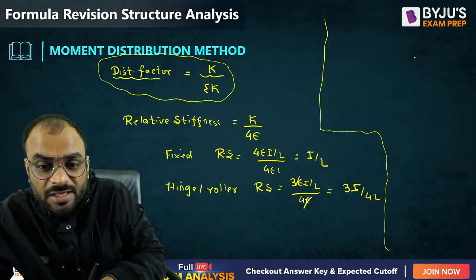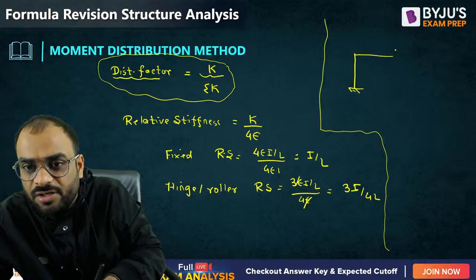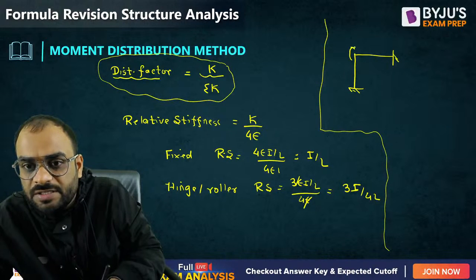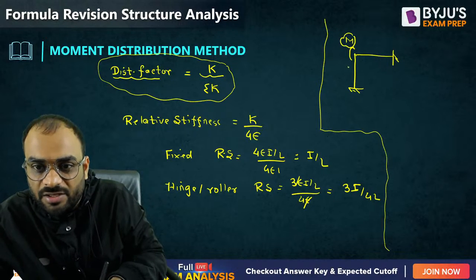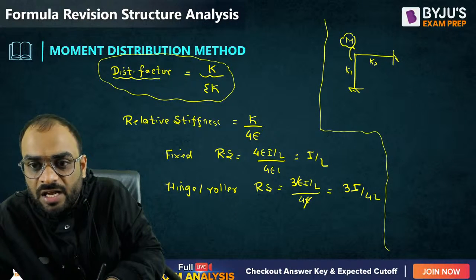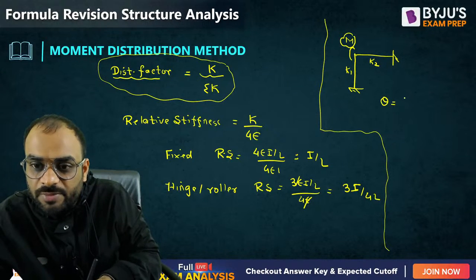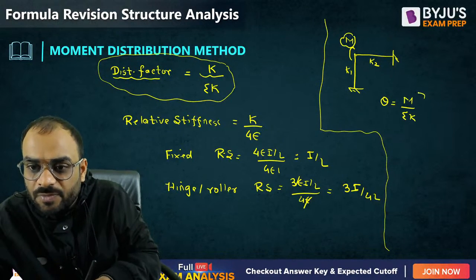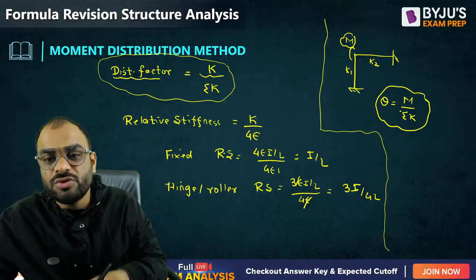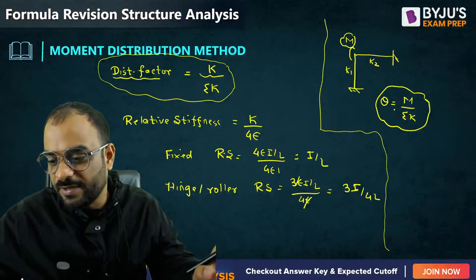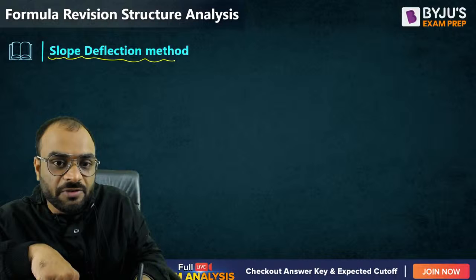Okay, the next thing is basically rotation. Now let us suppose guys, if I want to find out the rotation of any particular joint, right? Let us suppose some moment is applied at a particular joint, then what should be the rotation at this joint by using the MDM method? Let us suppose the stiffness of this member is K1 and the stiffness of this member is K2. So you can write that the rotation of this particular joint will be M by summation K. If you want to find the rotation of a joint where the moment is applied, you need to use this formula, theta is equal to M by summation K. Simple, right? Done.